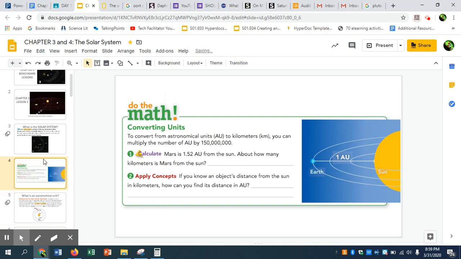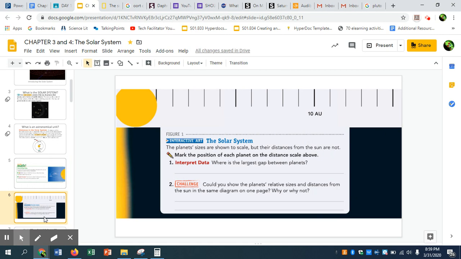Let's go down to our next slide. Okay, let's go to Figure 1. This Figure 1 is on pages 84 to 85. So we're doing Figure 1, numbers 1 and 2. It says the planet sizes are shown to scale, but their distances from the sun are not. We're going to talk about this in the next video.